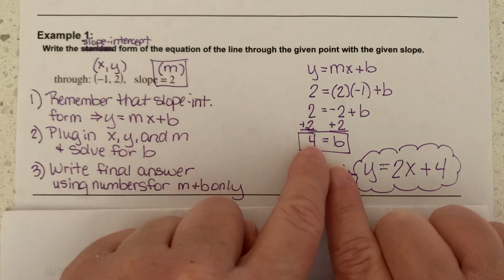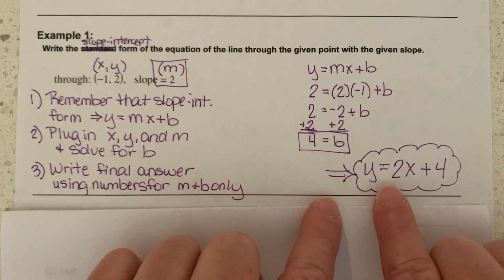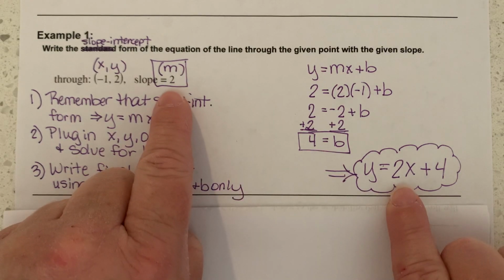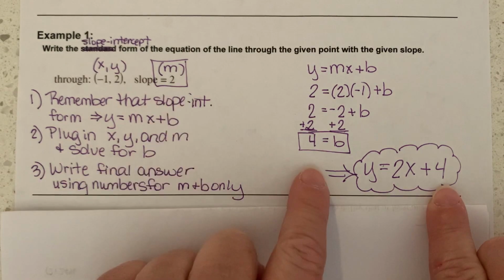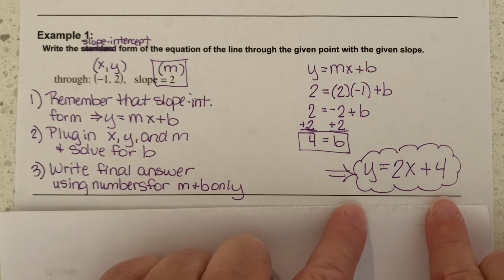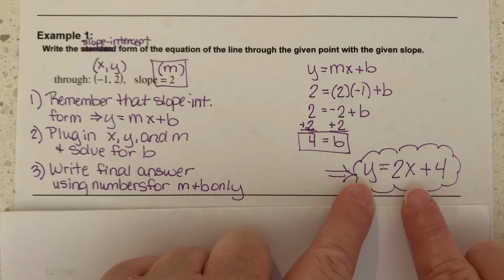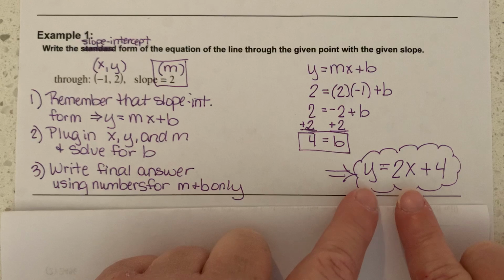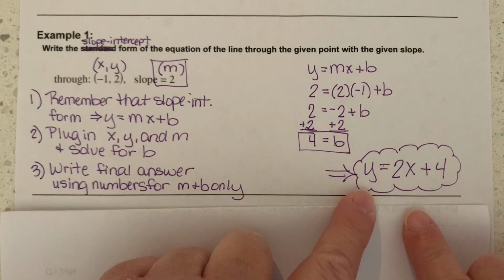Now what? Well, now I know my slope, and I know my y-intercept, so I can rewrite the final answer using slope and y-intercept. So y equals slope, which is 2, x plus y-intercept, which is 4. So y equals 2x plus 4 is the final answer. Again, we don't put our x and y's in because those are only representing one x and y point. It is not representing all of them.